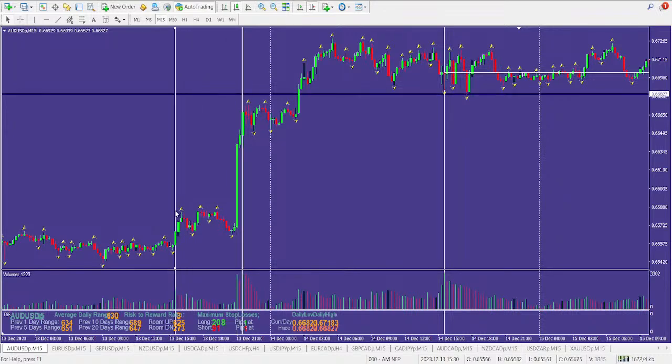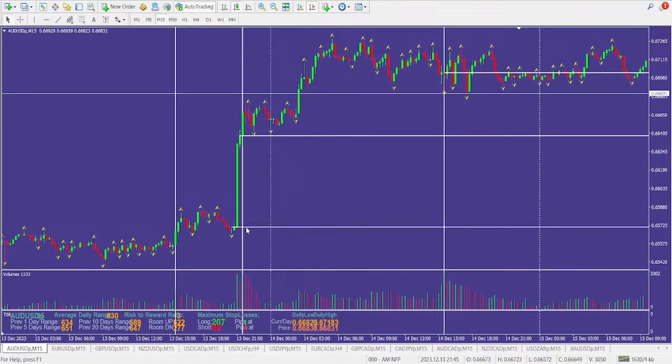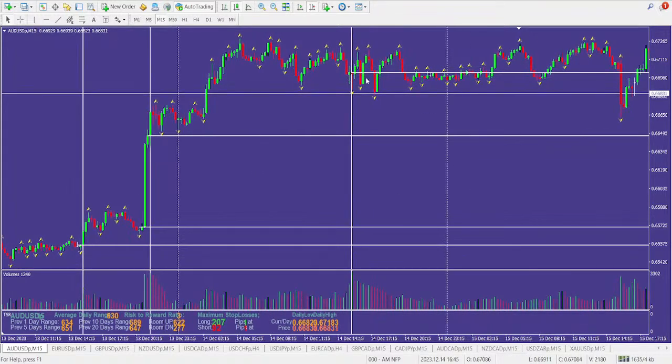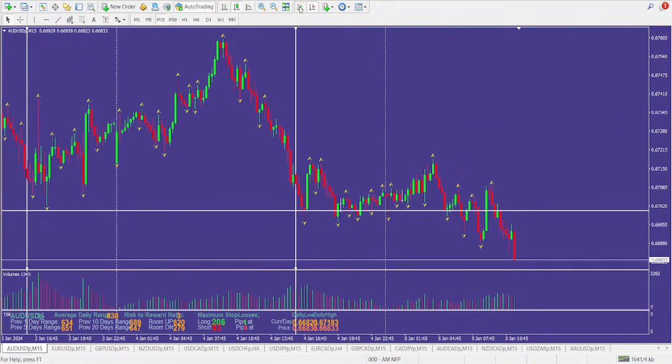We do have another level down here. So there's the first level, demand number 2, and then another demand over there. This one on the 14th of December we'll have a look at just now. So that is our demand levels, 13 December, 14 December.